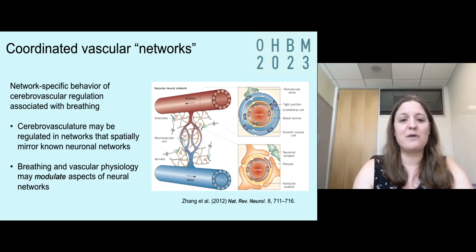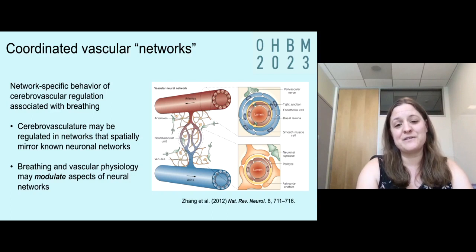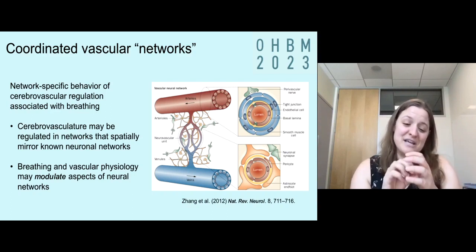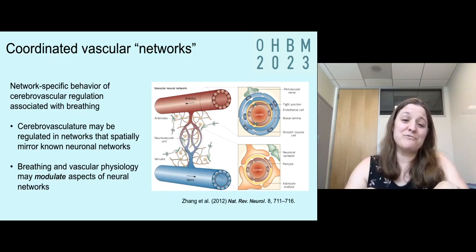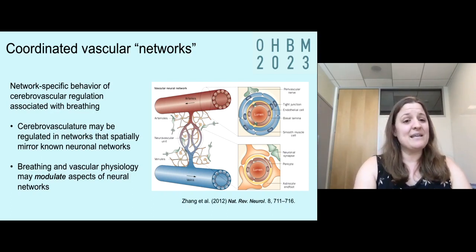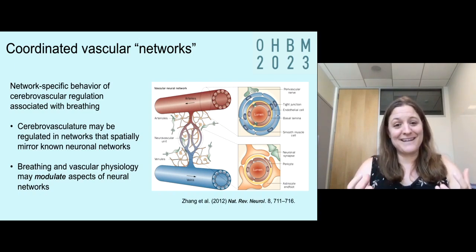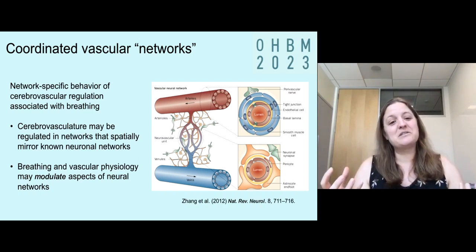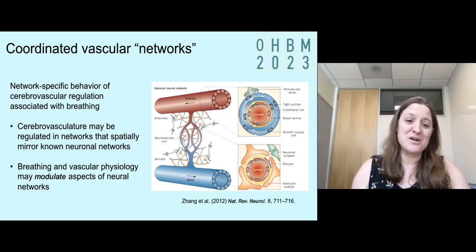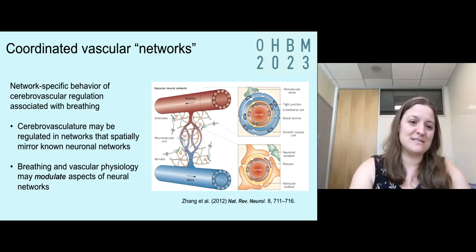And the vascular neural network is a concept that I refer you to this paper here. We shouldn't think about neurovascular coupling at just the microscopic scale. We should really think macroscopically across the brain. So we may see that the vasculature is actually regulated in networks that spatially mirror known neural networks. And this would be a very efficient way to support coordinated neural activity in those systems.